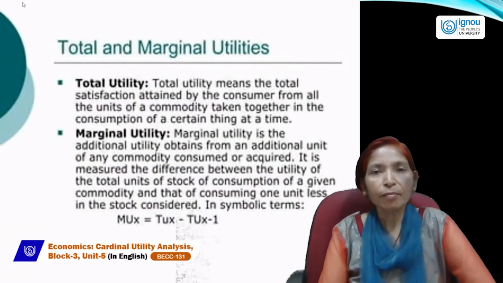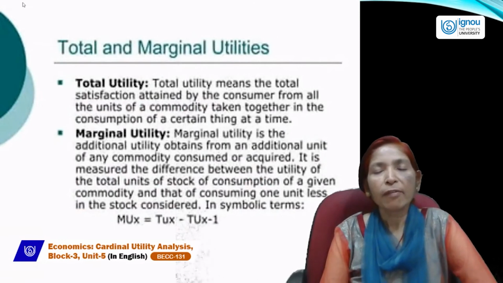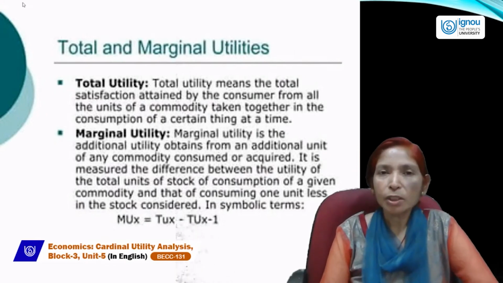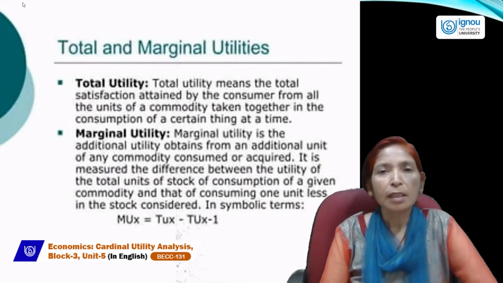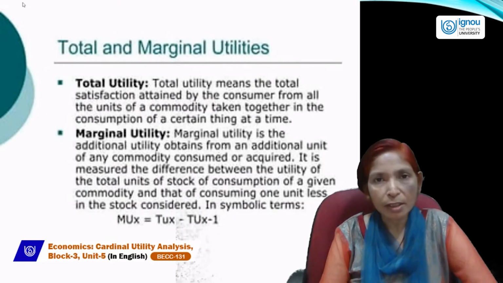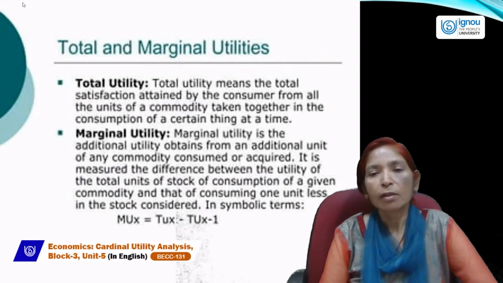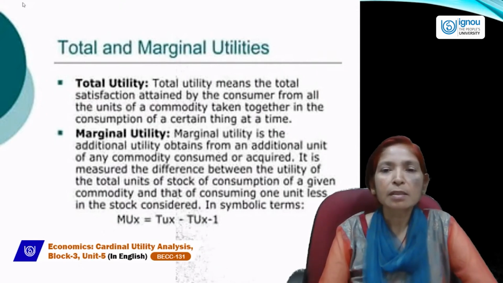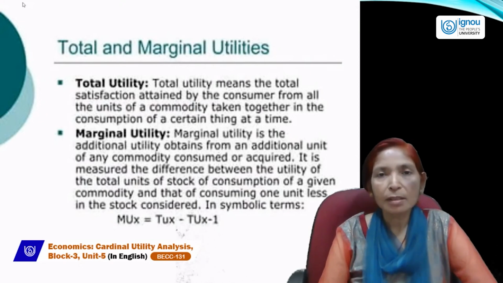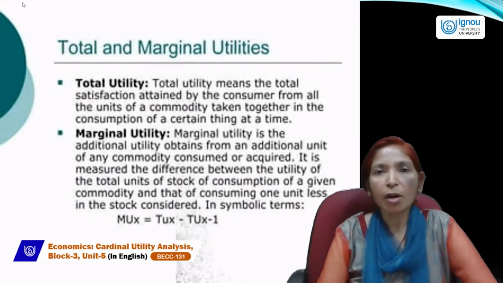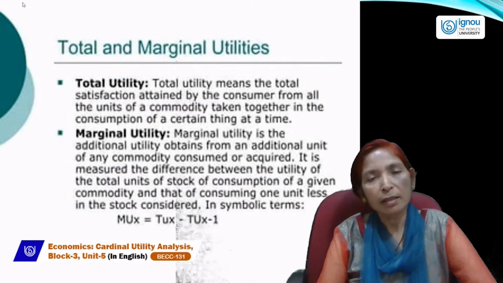Next, utility can be defined in terms of two types. One is total utility, the other is marginal utility. What is total utility? Total utility is the total amount of satisfaction which we derive from the consumption of that particular commodity. Total utility is the summation of satisfaction which is attained by the consumer from all the units of a commodity taken together in the consumption of a certain thing at a time.